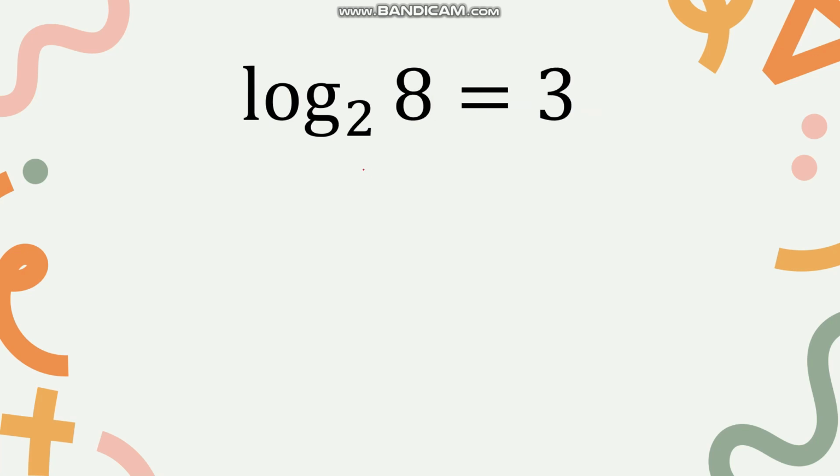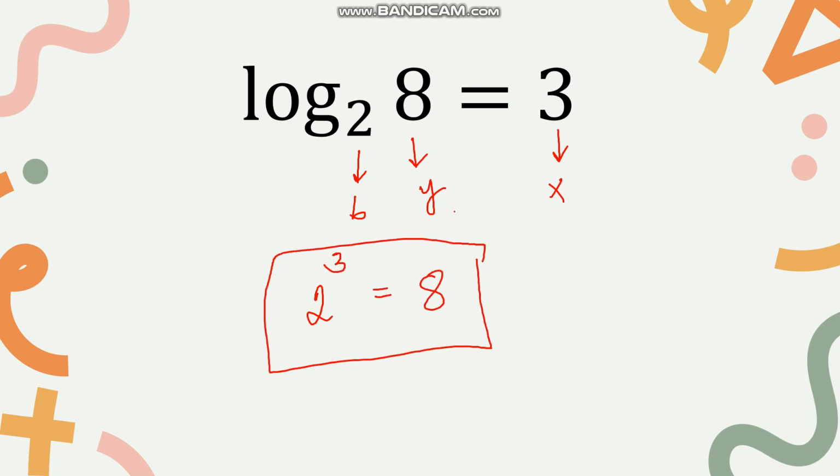Okay, let's say we have here now logarithm of 8 base 2 equals 3. So this is our base, this is the argument, and this is our exponent. So the base here is 2, so you write 2, the exponent is 3, and then equate it to 8. So this is now the exponential form. This means we have to raise 2 to 3 in order for us to get 8. So this is now the exponential form of the said logarithm.